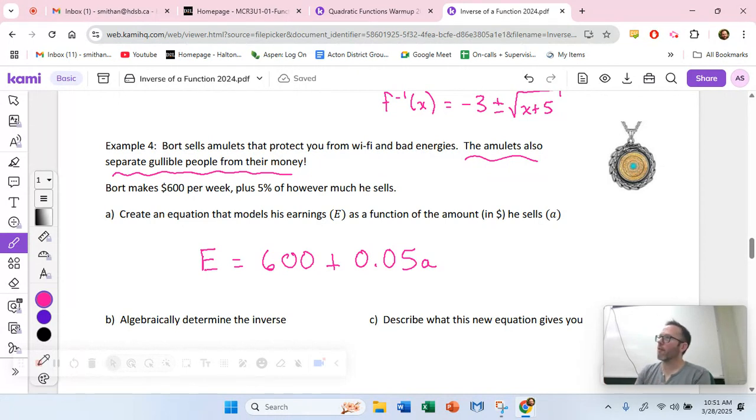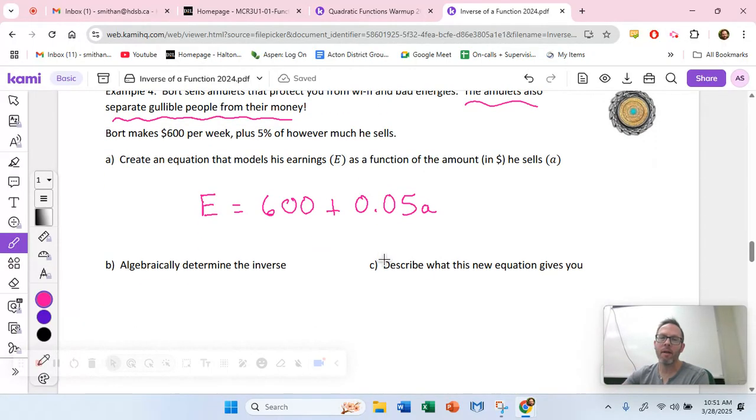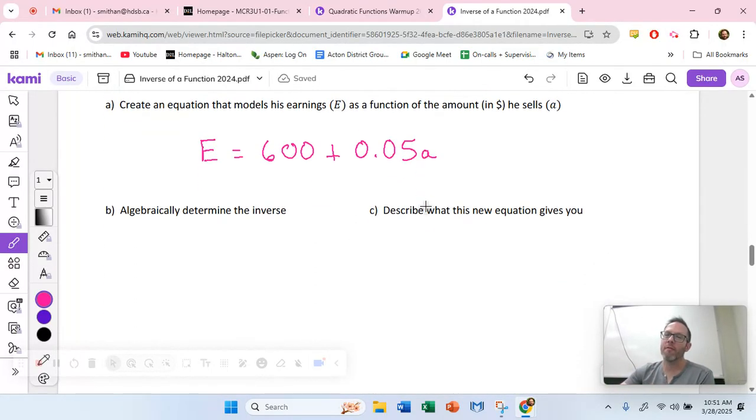Let's find the inverse of this function. Now in grade 9, you guys were already finding inverses. Nobody told you that because it would have blown your mind, since you didn't even know what functions were at the time. Let's algebraically determine the inverse. All that means is we're solving for a. We've got our linear function, and we're going to rearrange it to get a using opposite operations. So here we go.